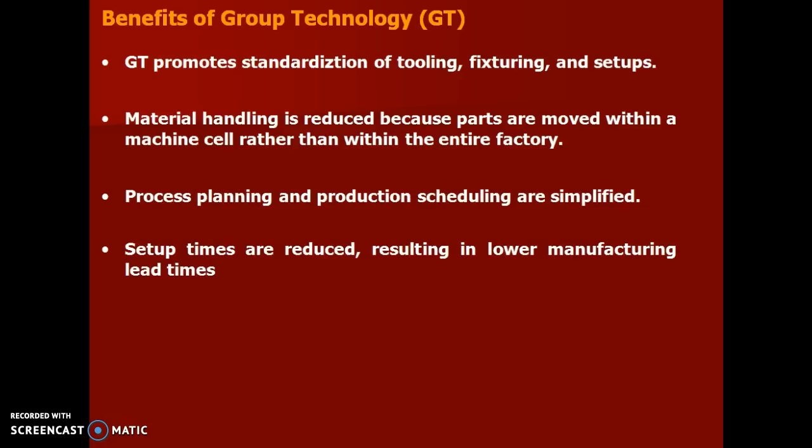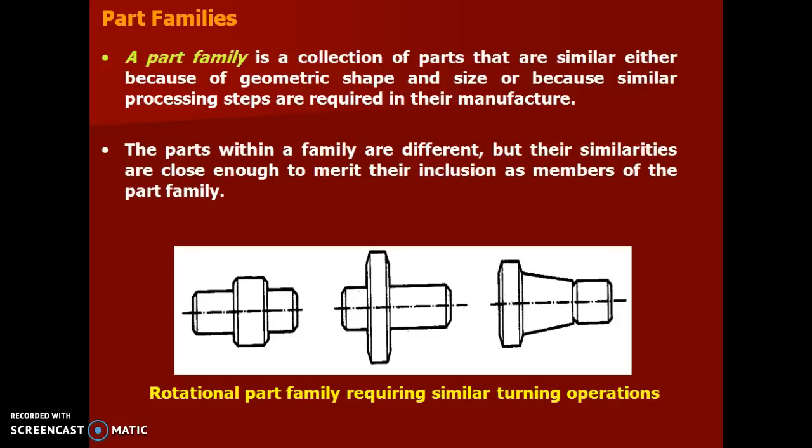Coming to the benefits of group technology, it promotes standardization of tooling, fixturing, and setups. Material handling is reduced because parts are moved within the machine cell rather than within the entire factory. Third, process planning and production scheduling are simplified. Setup times are reduced, resulting in lower manufacturing lead times.